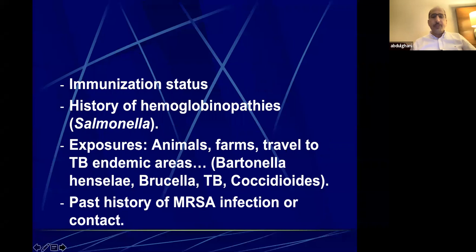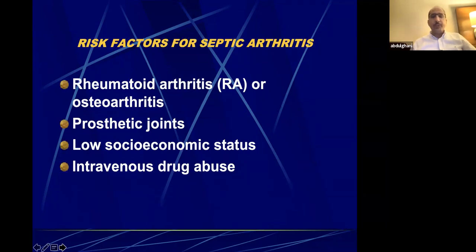You also need, obviously in children, to ask for a history of immunization, any history of hemoglobinopathies, and any abnormal exposure, like to animals, farms, or travel to a TB endemic area. In those conditions, you can have a rare infection like Bartonella, Brucella, tuberculosis, or coccidioidomycosis. Also ask for any past history of MRSA infection or maybe contact.